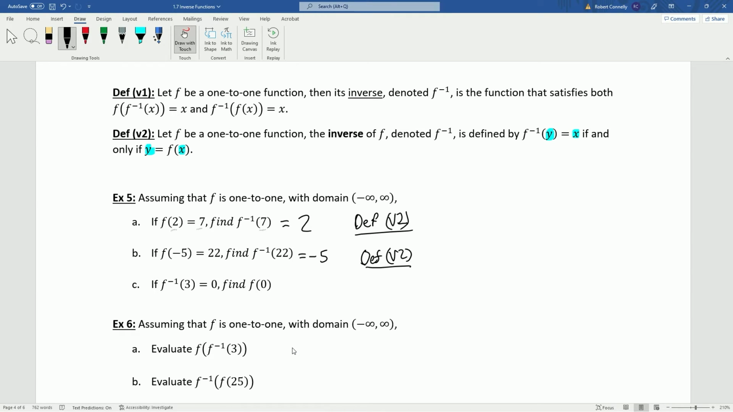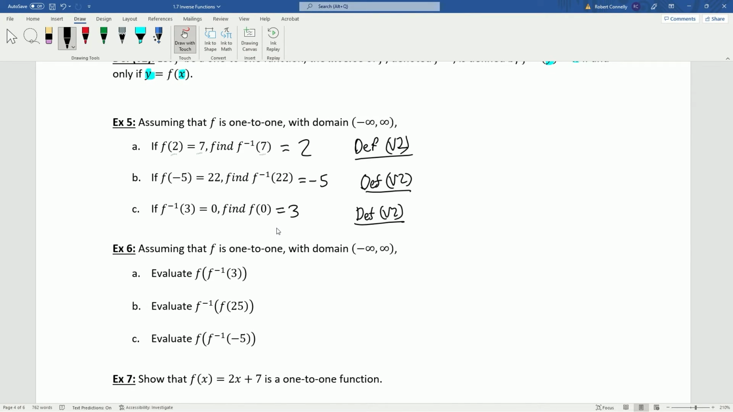C, if f inverse of 3 equals 0, find f of 0. Well, f of 0 must be 3. Again, inverses and the original functions switch inputs. And it doesn't matter which order you look at it in, whether you're looking at the original function then the inverse values, or vice versa, they still switch inputs and outputs.